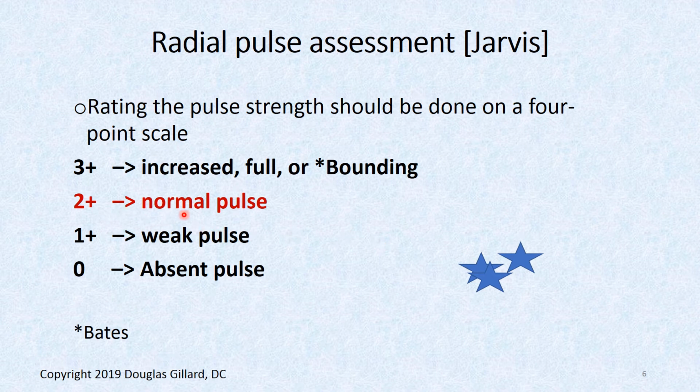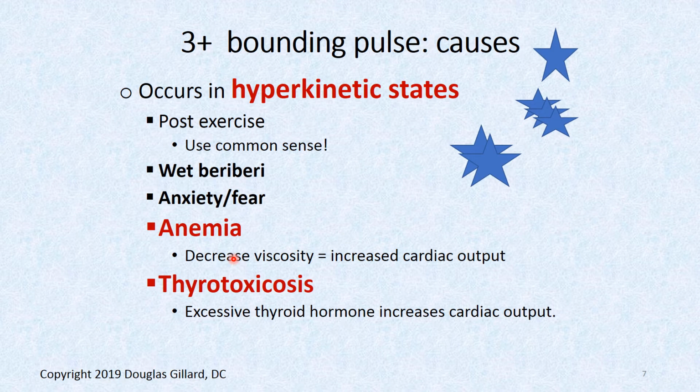So we can rate the pulses using a +2 scale as normal. Bounding pulse, you should know the name of that. Bates calls it a bounding pulse. You should know it as a bounding pulse. Again, Jarvis is not a board book. Bounding pulse. A normal pulse or a weak pulse, or maybe you can't even feel the pulse. So we need to know what conditions can cause this. So what can cause a bounding pulse? That's a great question, isn't it?